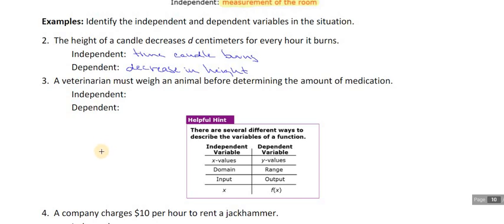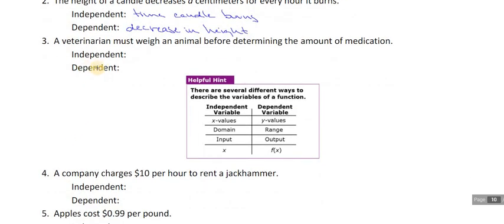Or think about 2 different types of dogs. Think about a tiny little Yorkie versus a huge German Shepherd. Would they require the same amount of dosage of, say, flea and tick medication, where one is tiny and one is huge? Well, no, it's going to vary based on the size of the dog. So the amount of medication depends on the weight of the dog. So our dependent variable is the amount of medication, whereas the independent is the weight of the dog.